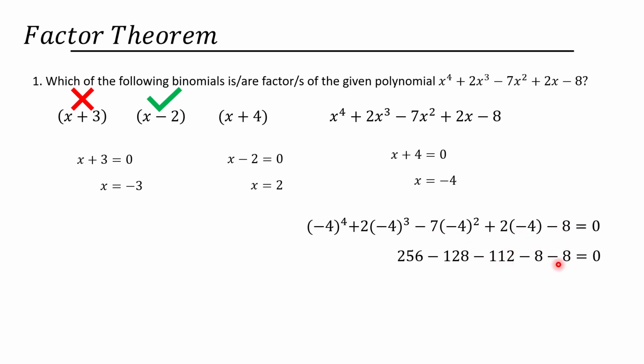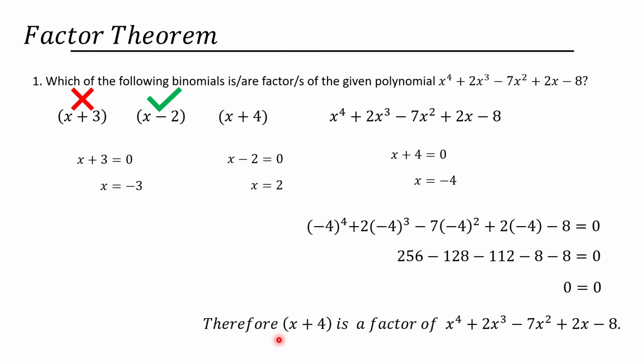And we have negative 8. Then, find the sum. Use your calculator. And the result is 0. So 0 is equal to 0. So therefore, we can say now that x plus 4 is a factor of x to the fourth plus 2x cubed minus 7x squared plus 2x minus 8. Okay? So again, we can say now that these two binomials are factors of this expression.